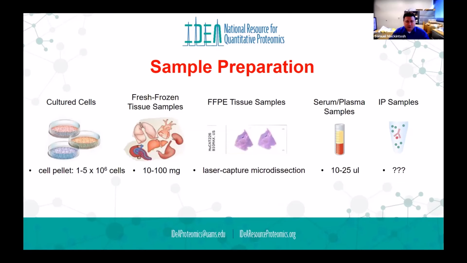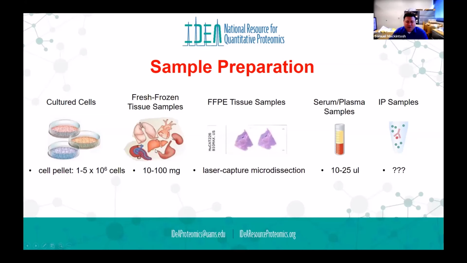So that's no problem. Tissue samples can be a little trickier, depending on how difficult it is to lyse the tissue and how much of the tissue there is. So we want 10 to 100 milligrams of fresh frozen tissue to generate 10 to 100 micrograms of protein per sample in that range.